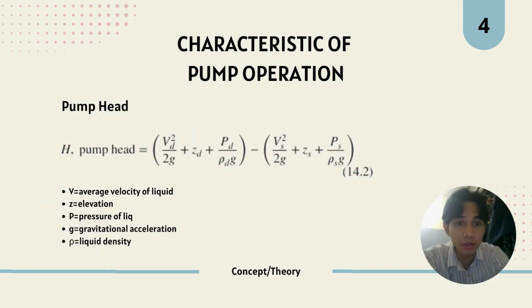Now we'll be talking about another characteristic of the pump operation, which is the pump head. The pump head, H, refers to the increase in total head across the pump, from the suction, S, to the discharge, D, where the head is the sum of the velocity head, static head, and pressure head. As you can see from the equation, V is the average velocity of the liquid, Z is the elevation, P is the pressure of the liquid, g is the gravitational acceleration, and finally ρ is the liquid density.